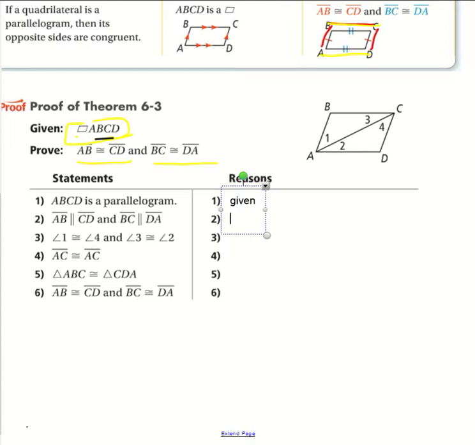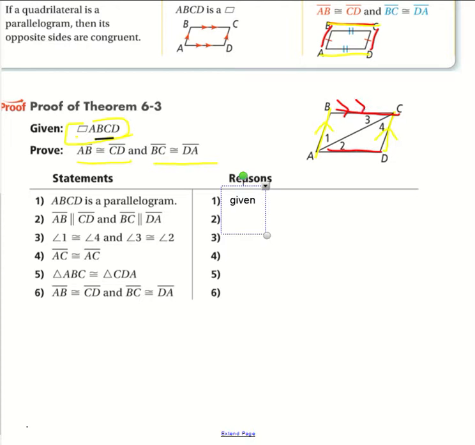It says AB is parallel to CD. That's what that parallel notation is, and BC is parallel to DA. Well, how do we know that? They're saying that this side length AB is parallel to CD, so we could put the little hash marks in there, and that BC is parallel to DA.